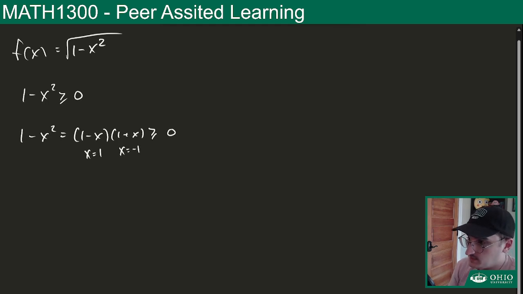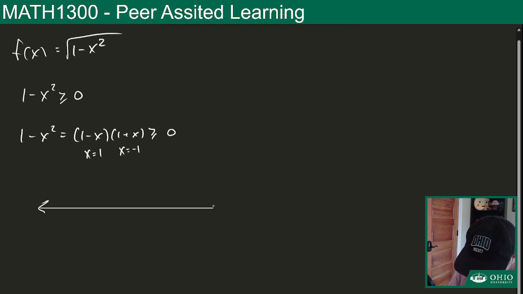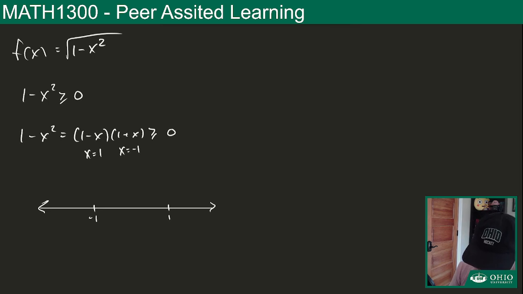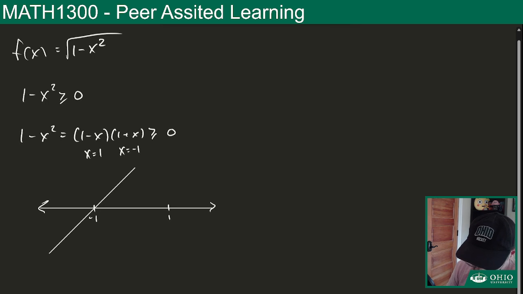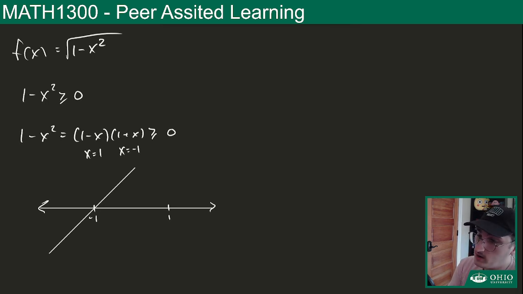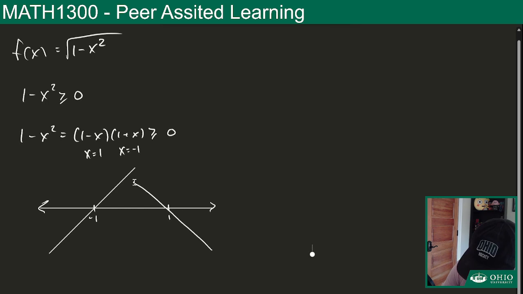And now I can make a sign diagram. So if I draw out my sign diagram, I'm going to place 2 points, negative 1 and 1. That term negative 1 came from the term 1 plus x, which is a positive linear. So I can draw a line like this. And that term, or the 0 of 1, came from the term 1 minus x, which is a negative linear. So I can kind of draw in the other direction, like this.